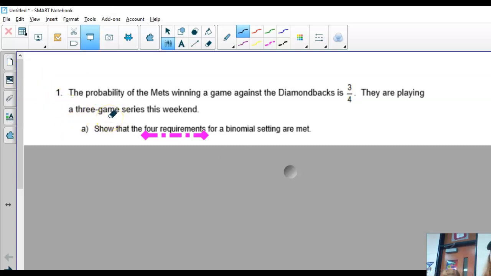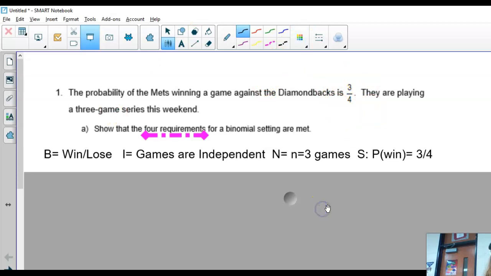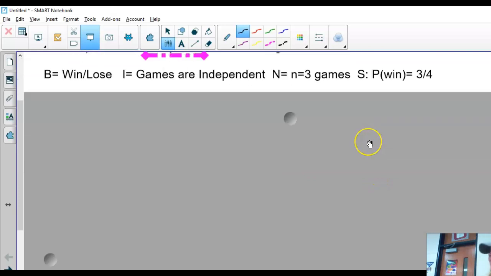And then finally, the probability of success has to be the same for each one. Annika, is the probability of success the same for each one? Yes. And the probability of success is 3/4. There's our BINS: binary, win-loss; independent, games are independent; N, trials equal to 3 games; and S, probability of win is 3/4.